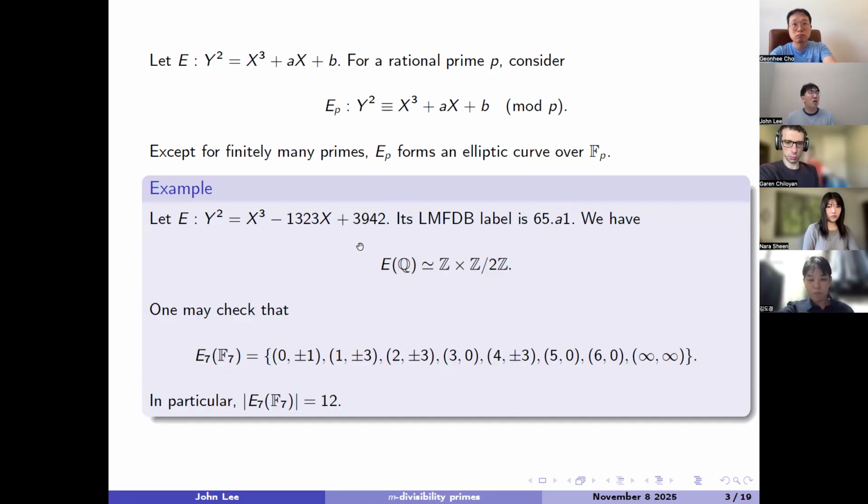If you think about this one mod 7, it becomes a relatively easy elliptic curve. I just forgot to write it down. Then you can do some hand calculation. You can just plug in x for 0, 1, 2, 3, 4, 5, and 6, and find out if there's a y value for it. There are only 12 points, including the point at infinity. So the size of the group is 12. For this talk, I'm particularly interested in the size of E(F_p), or whether this one is divisible by a fixed integer.